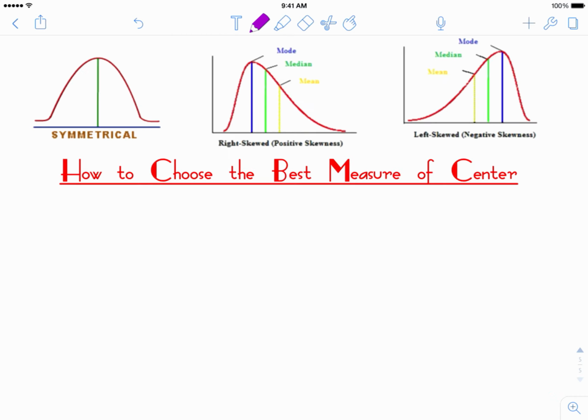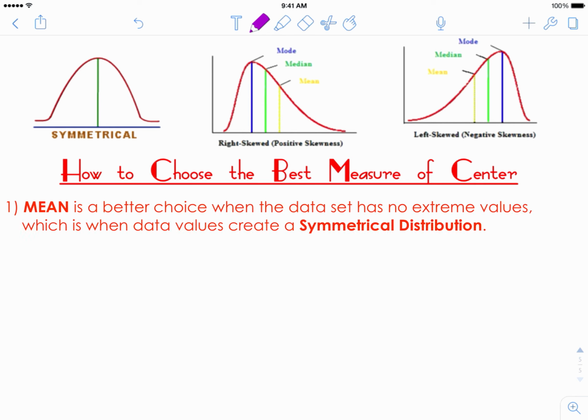To wrap this up, how do we pick the right choice to represent the central tendency and the spread of our dataset? The mean is a better choice when the dataset has no extreme values, which is when the data values create a symmetrical distribution.